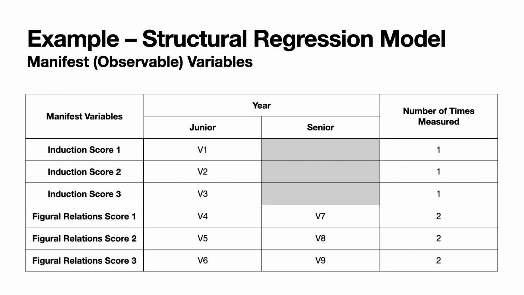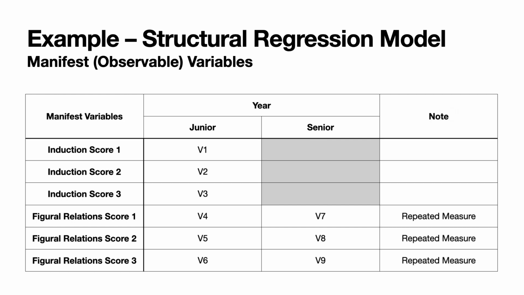On the other hand, figural relation scores 1, 2, and 3 are each measured twice, once in the junior year and once in the senior year. And so V4 and V7 represent repeated measures on the figural relation score 1 variable, V5 and V8 represent repeated measures for the figural relation score 2, and V6 and V9 represent repeated measures for figural relation score 3.